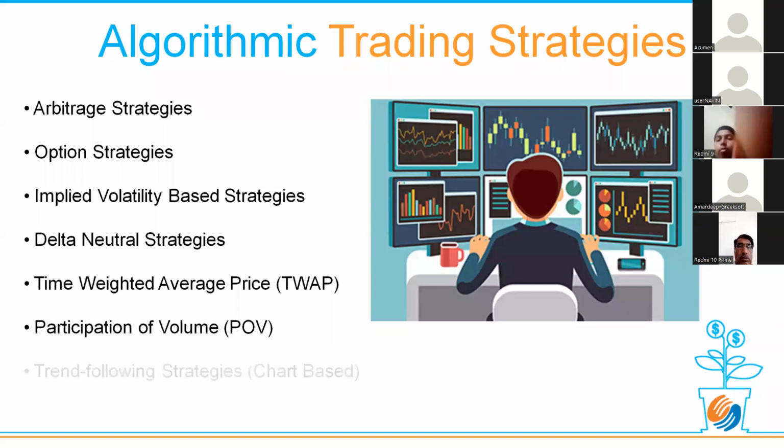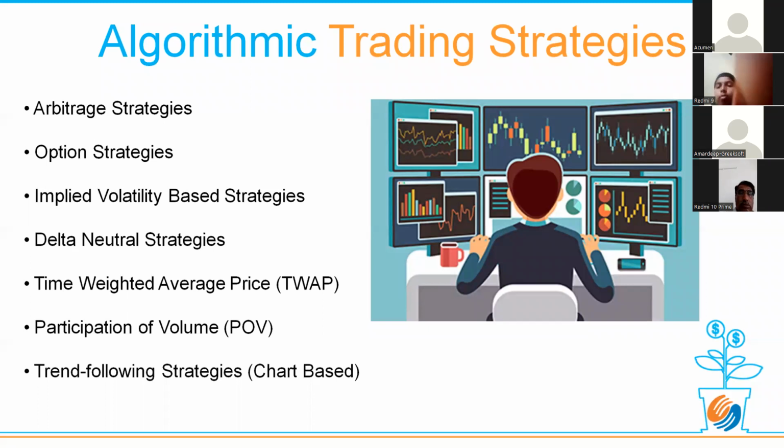Moving ahead, there are many strategies that we provide to our end customers and users, not just the option strategies, but arbitrage strategies, IV-based strategies, delta neutral strategies. Then you have TWAP, time weighted average price. If I want to do a slice order kind of a thing, participation of volume, wherein a huge quantity can be sliced in terms of time or in terms of volume. And then we have chart-based strategies as well. So if you want to do an end-to-end chart-based execution, even that is possible.